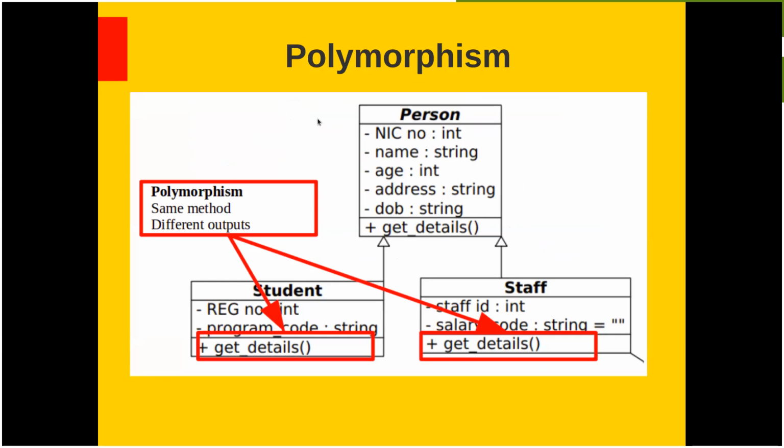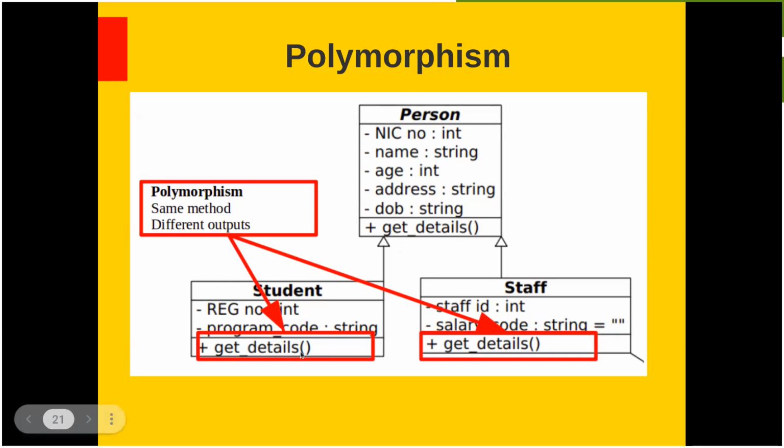Polymorphism means there are two methods here, getDetails, the same method but with different behavior. These are two different methods, because getDetails in student will get the program code, registration number, NIC, and those things. But within the staff, getDetails is different. We get different details: salary code, staff ID, and so on.